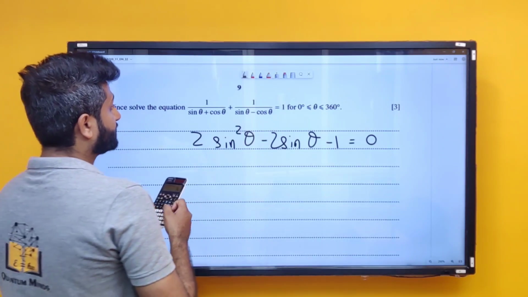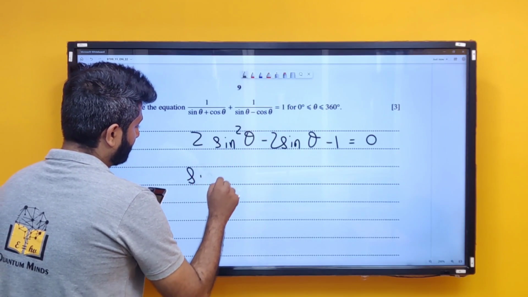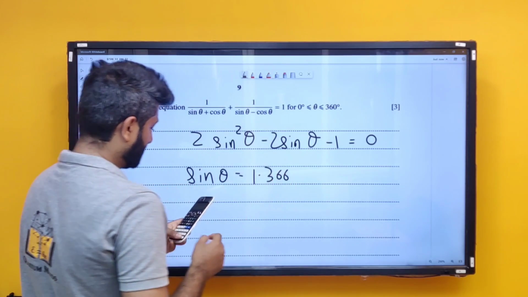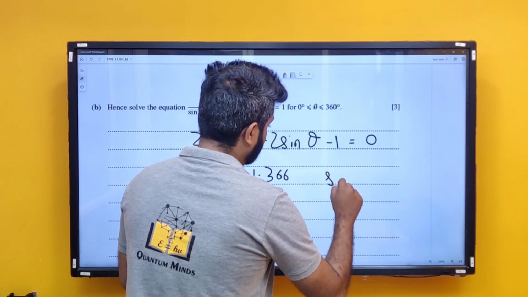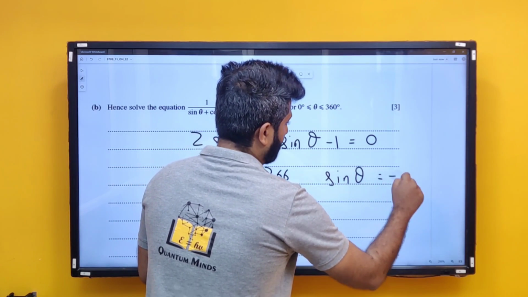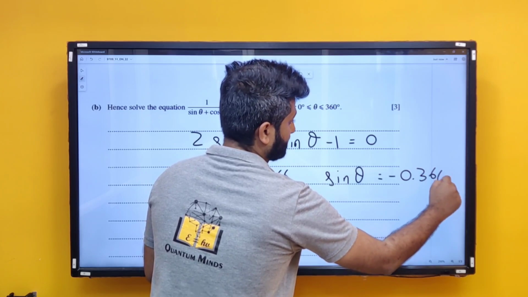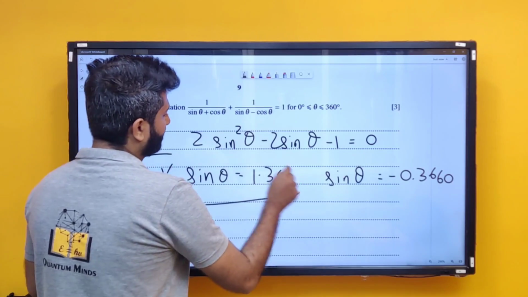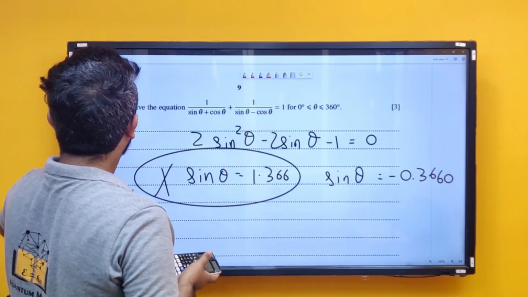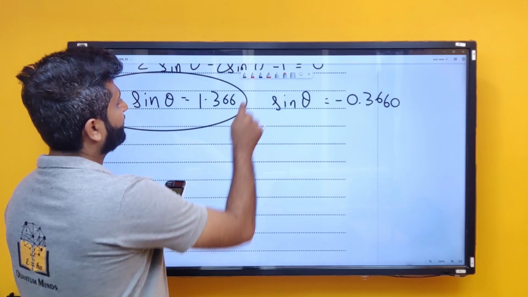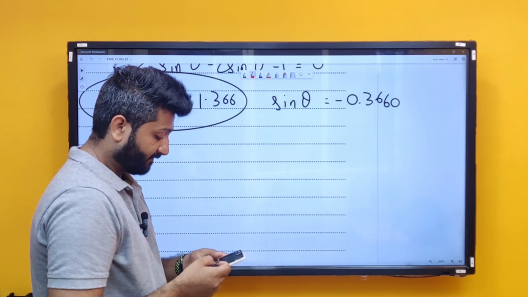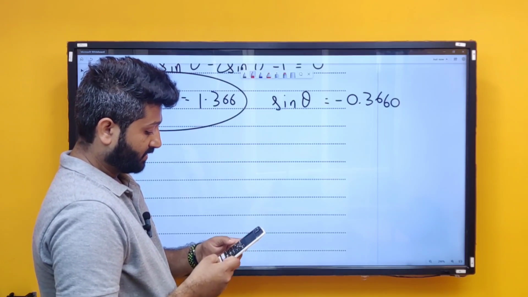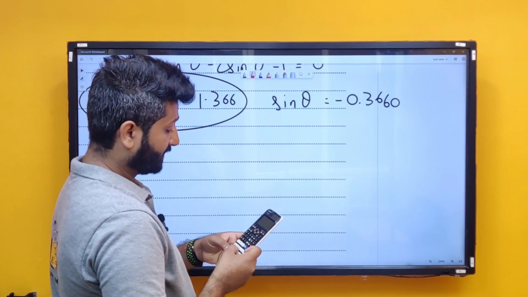So the answer is, first you have sine theta as 1.366 and the other value of sine theta is minus 0.3660. Now guys, we already know this is not possible because the range of sine is from +1 to -1. So let me find inverse of this. So we have sine inverse of minus 0.366.